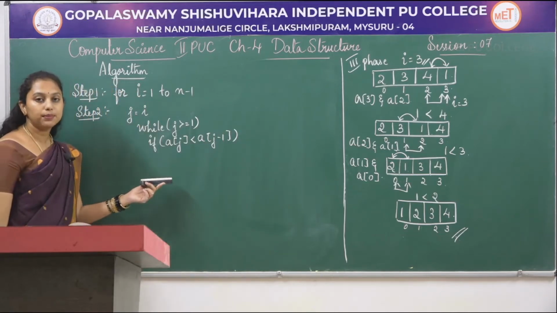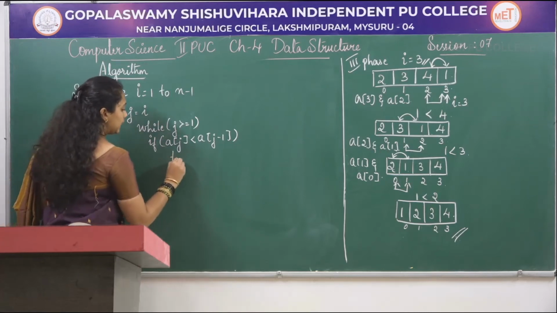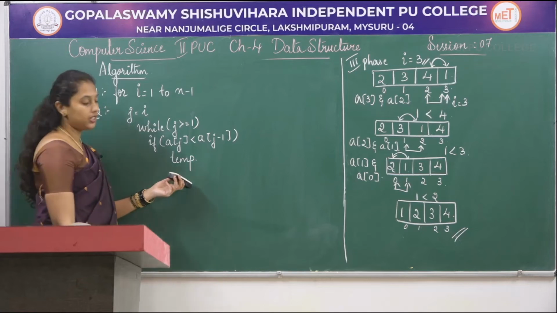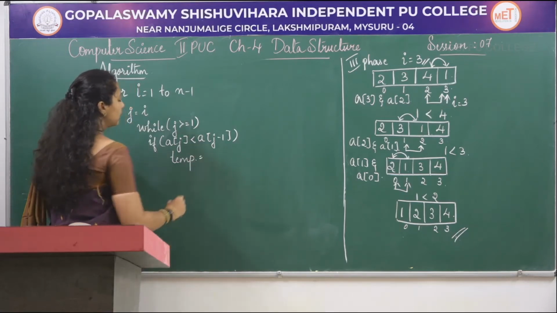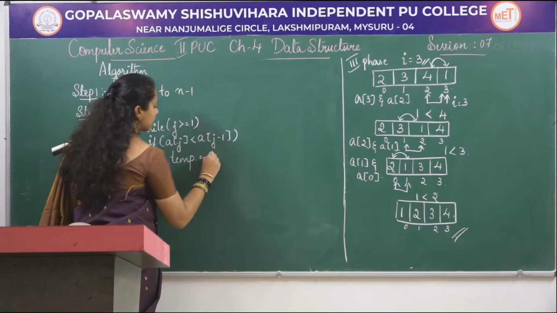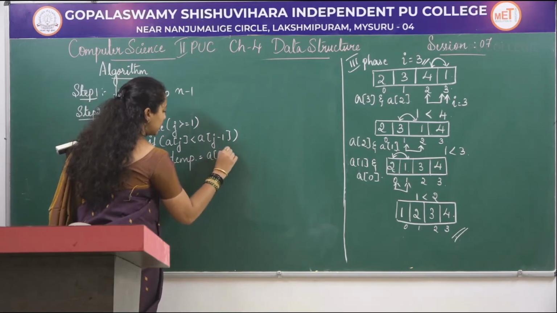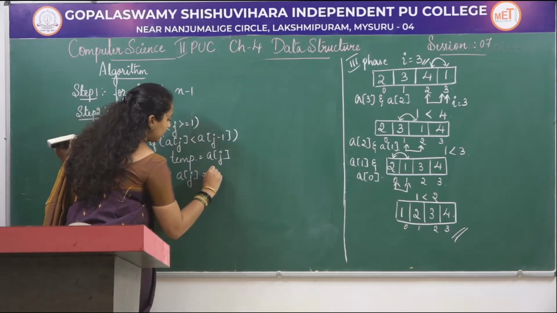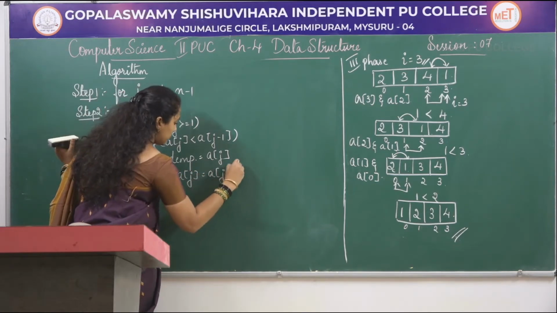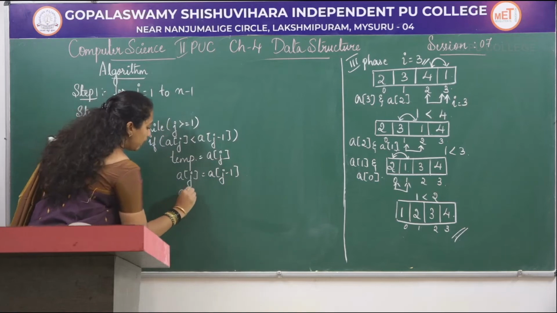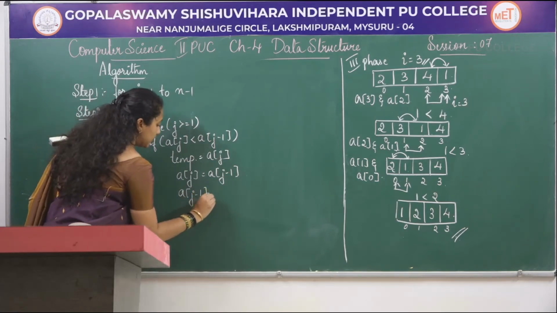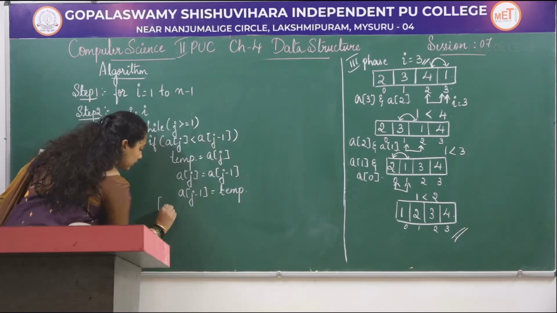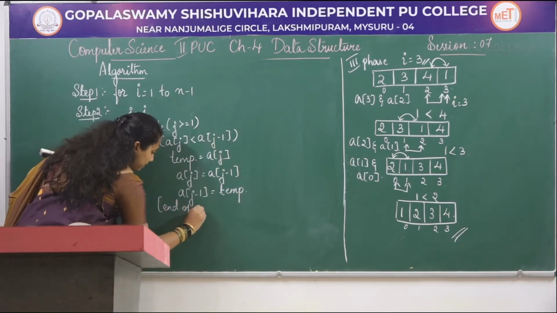We have to swap the array elements, that is temp. So we are taking this temporary variable to store the values. So temp is equal to a of j, a of j is equal to a of j minus 1, a of j minus 1 is equal to temp. End of if.